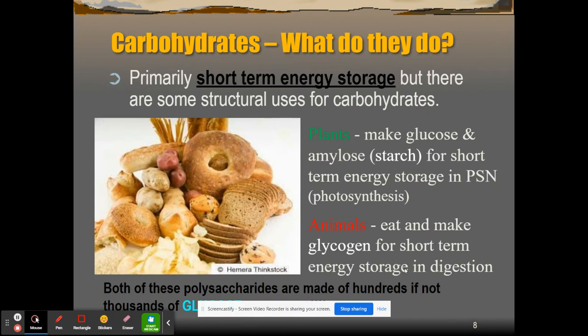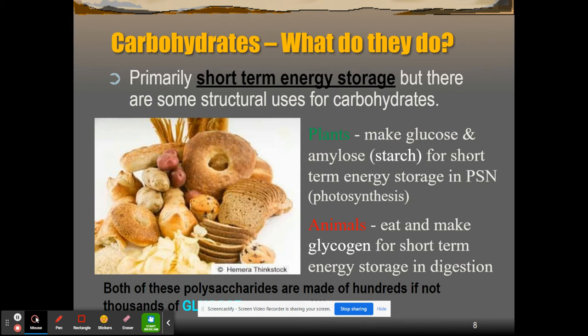So let's start talking about carbohydrates. Carbohydrates are short-term energy storage molecules. However, they do also have some structural uses. So it's not just an energy molecule. It actually can be really, really great for support structures, and I'll show you some.